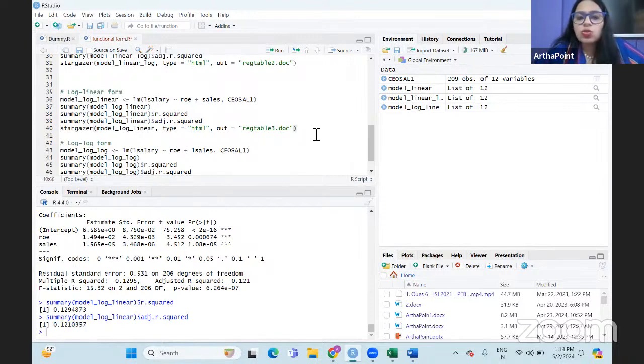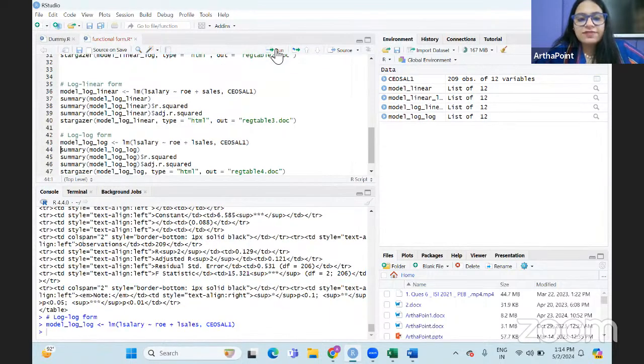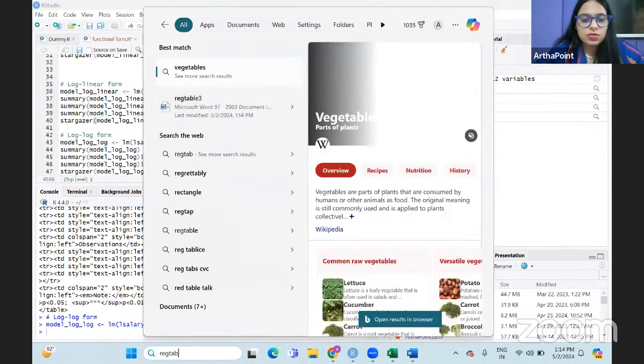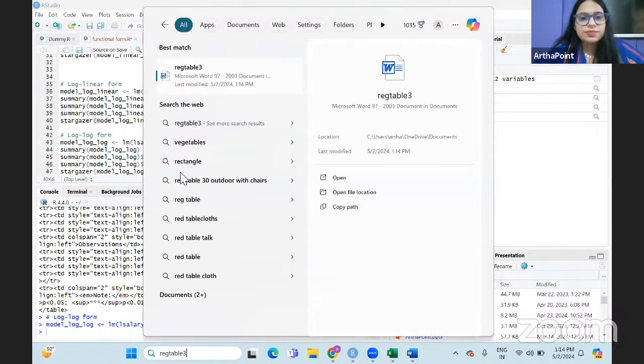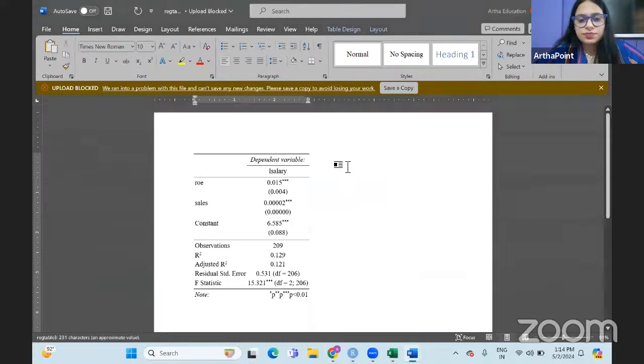और उसके बाद हम एक बस डॉक्यूमेंट फोल्डर में इस पूरे को एक्सपोर्ट करेंगे डेटा, दिस रिजल्ट. तो I am just running the command stargazer and then I am running on model log linear और यहाँ पे मेरा ये regtable आ गया. So I will just run this command, right? The moment I run this command, I will have this data in the document folder. So let me just go ahead and open this regtable 3. And this is my regtable 3.